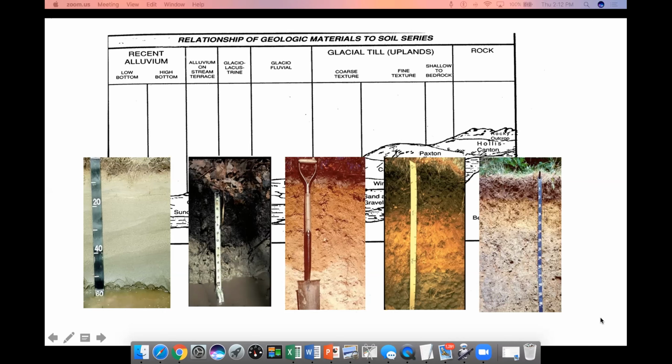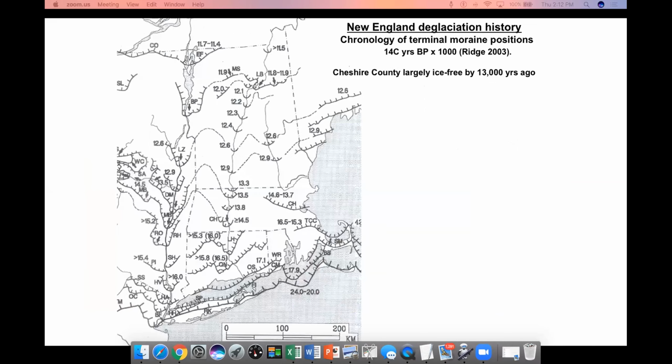I won't go into why that happens, but just realize these are pretty much the same soil texture and structure, but you see a lot of different views of it because of where it is on the landscape and how the glacier and post-glacial activities interacted with that landscape.